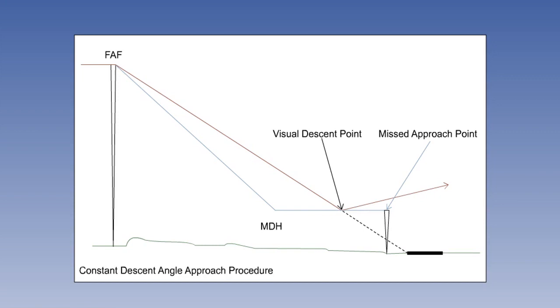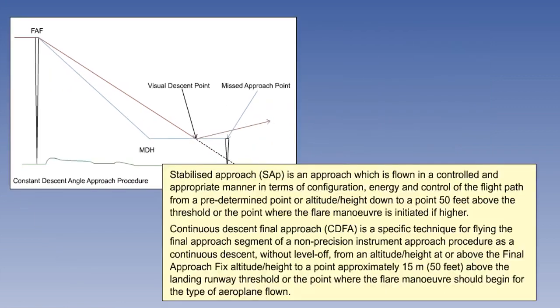This technique has evolved into the continuous descent final approach, CDFA, where a non-precision approach is flown as if it were a precision approach, and down to a decision height such that minima are not infringed should a go-around be the decision. If the decision is to continue, the aeroplane should already be in an appropriate position at the correct configuration to smoothly transition to a landing. Here are the definitions for the stabilized and continuous descent final approaches.